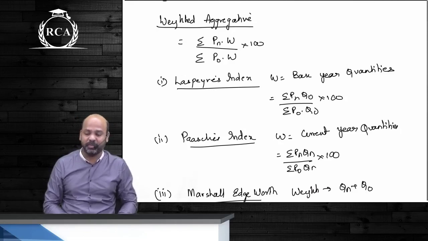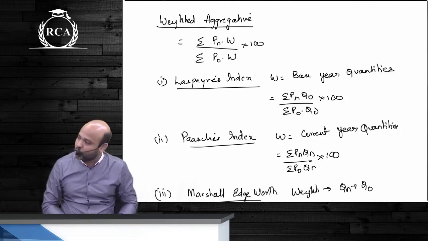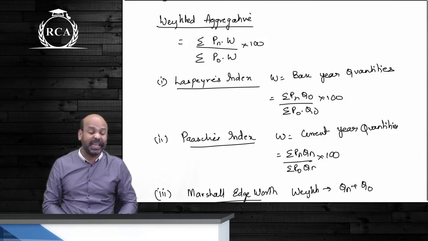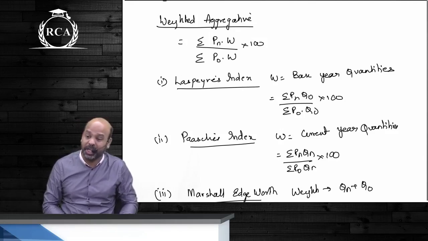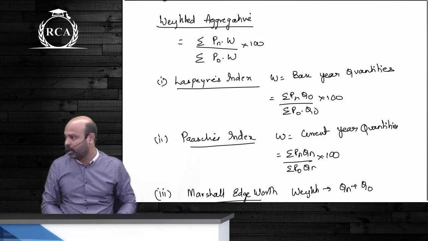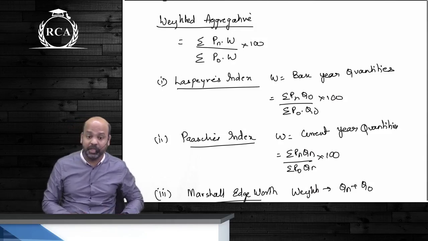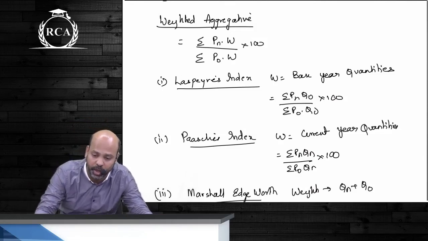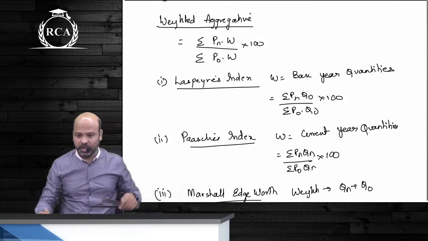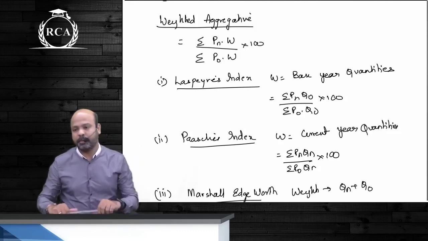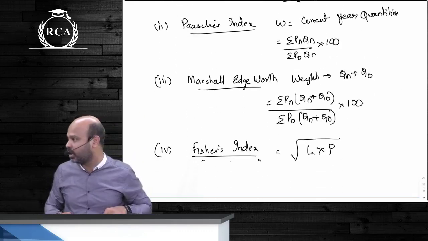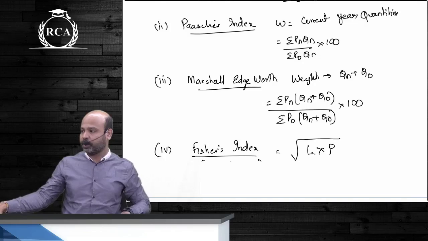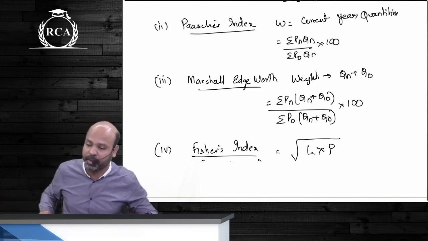What do you do under Laspeyres method, guys? You take base year quantities as the weights. So that is why the formula will be summation Pn Q naught divided by summation P naught Q naught into 100. Under Paasche's index number, beta, current year quantities are taken as weights. So that is summation Pn Qn divided by summation P naught Qn into 100. In Marshall Edgeworth, guys, you will be taking both current year as well as base year quantities as weights. So that will be summation of Q naught plus Qn into Pn divided by summation of P naught into Q naught plus Qn.